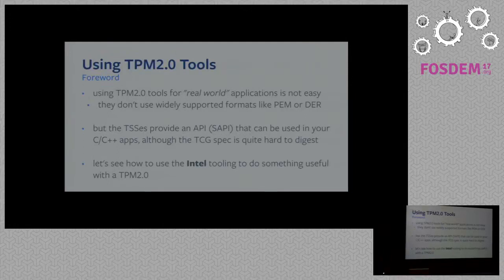It's hard because they don't support interchange formats like DER or PEM, and so using it with OpenSSL is not possible straight away. But both TPM software stacks provide an API. They implement what is called in the specification the system API, which can be used to build your own C++ application, although the specification is quite hard to digest. So what I'm showing here is pretty hacky, but of course there are cleaner ways to do that. I mean, it's not easy.